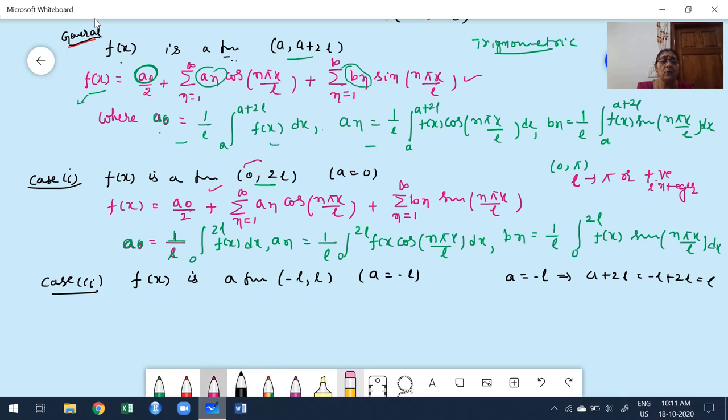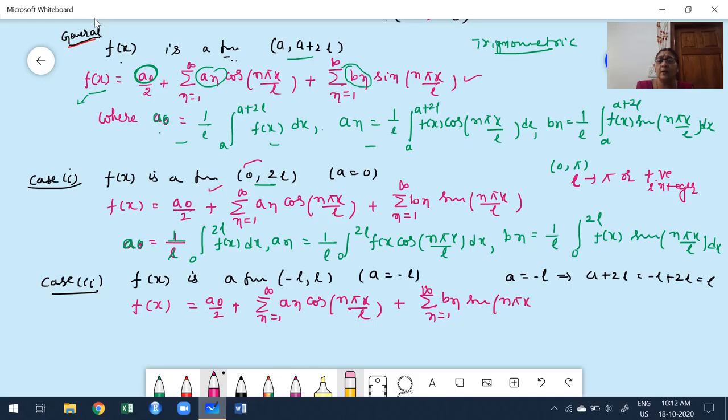What is the Fourier series for this case, the interval minus L to L? It's the same formula: a naught by 2 plus summation n ranging from 1 to infinity, an cos of n pi x by L, plus summation n ranging from 1 to infinity, bn sin of n pi x by L.